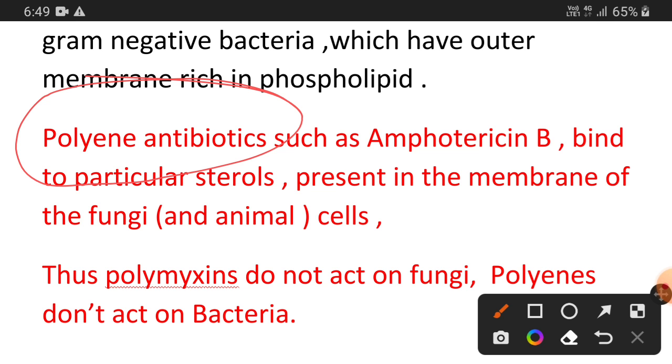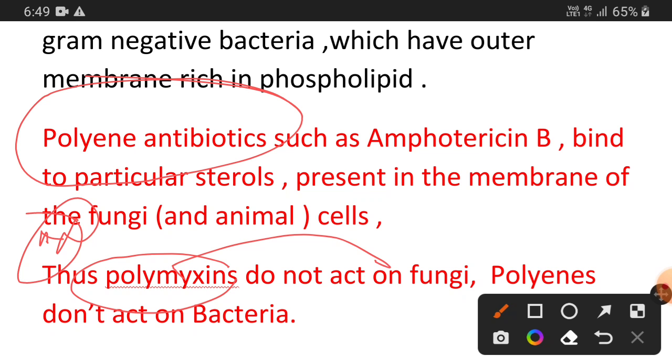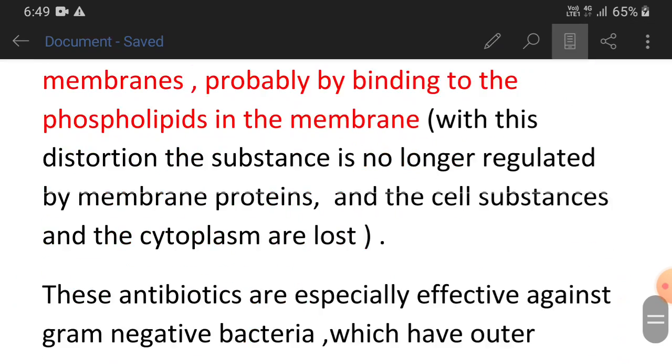Okay, and the last important line: polymyxins, those polypeptide and detergent-like antibiotics, will only act on bacteria, not on fungi. But polyenes, which are specially involved in disruption of fungi, do not help you treat bacterial infection. So that was the concept of the cell membrane.